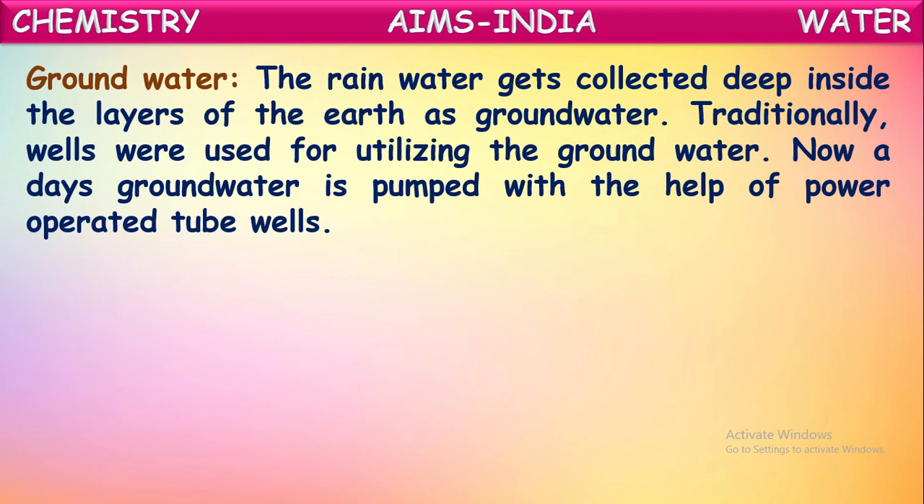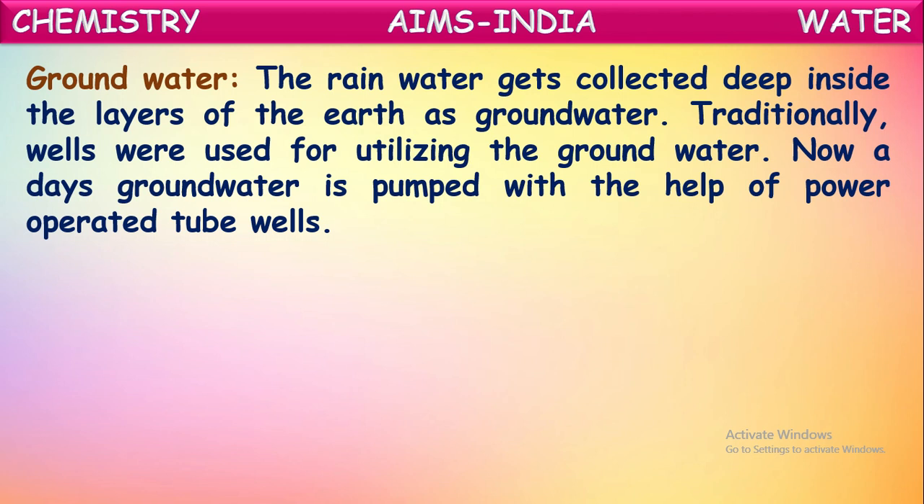Out of them, the sources of water we are discussing here. One of them is groundwater. The rainwater gets collected deep inside the layers of the earth as groundwater. What happens when it rains? Rainwater slowly sinks into the earth. It gets collected deep inside the layers of the earth and on the rocky layers. It forms what is called the water table. The water present under the layers of the earth on the rocky layers is called the water table, and it is also called groundwater.